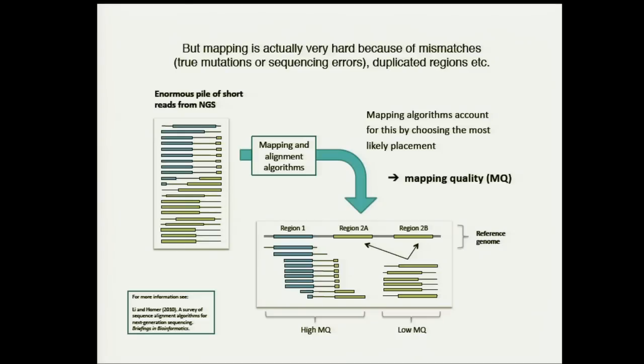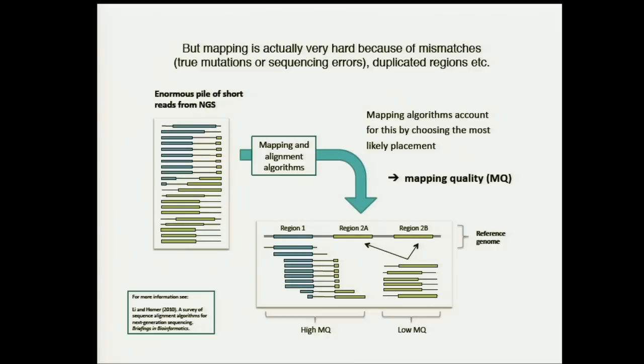So the placement of the reads will basically place the reads as you see in that diagram, just under the region where it's most likely to be. And then this placement will have a value associated with it that we call the mapping quality. The mapping quality is how likely this read is to be placed here confidently by the aligner.